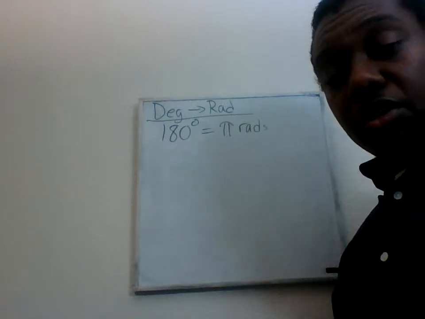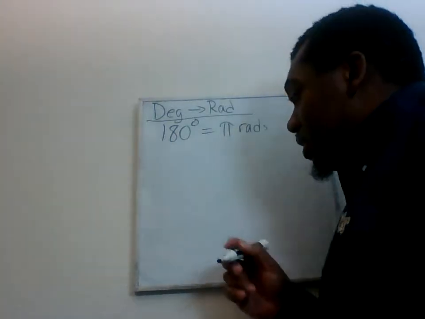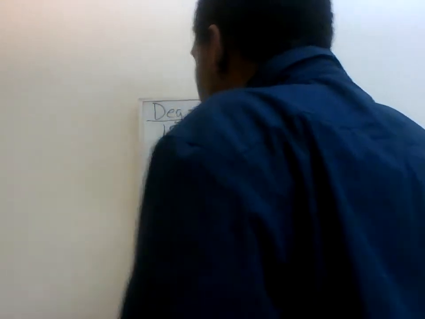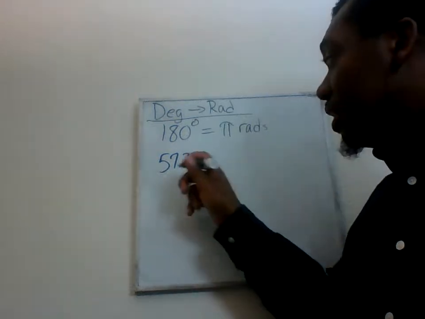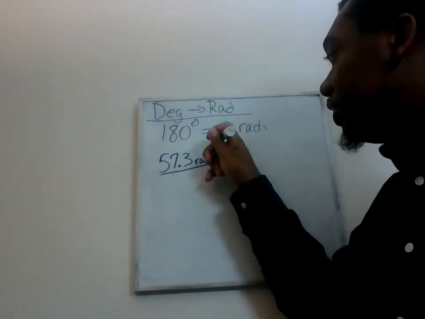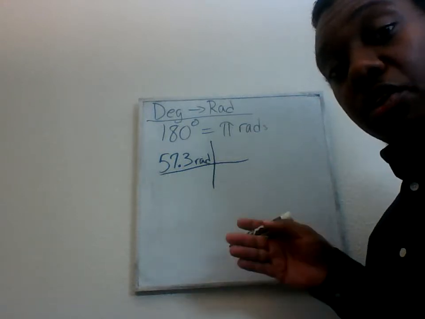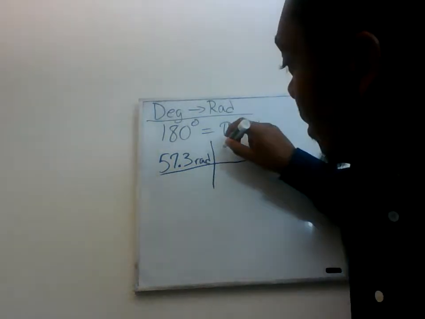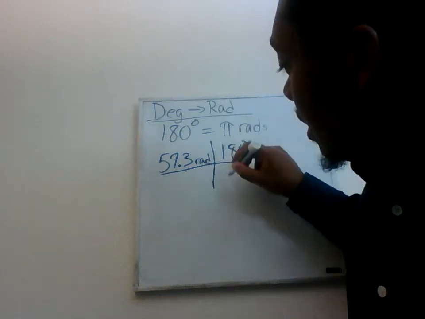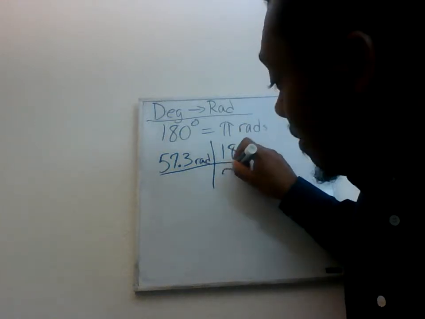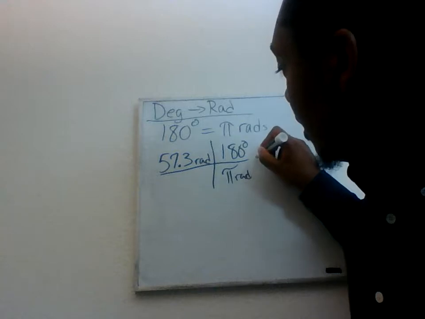So going from radians to degrees, let's do 57.3 radians. Okay, and we're going to convert that into degrees. So again, we're converting from radians to degrees. So in the numerator up top here, I'm going to have 180 degrees, and down here at the bottom in the denominator, I'm going to divide by pi radians. Okay.